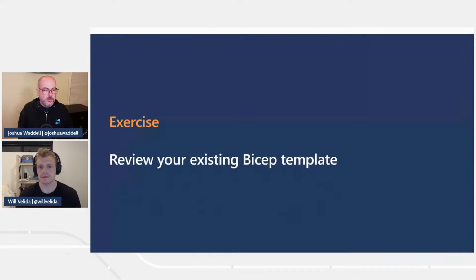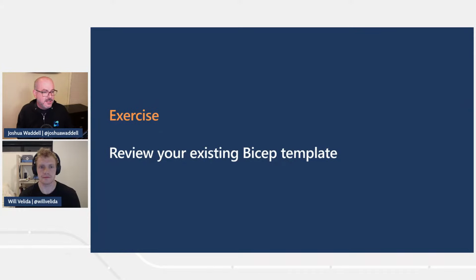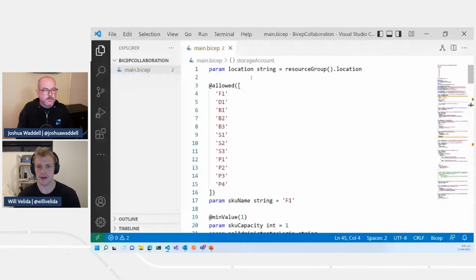The first exercise is really just a review of an existing template. We're going to look at something that already exists and try to identify a couple of things that we can modify. So Will, why don't you go ahead and pull up VS Code and show us what this template looks like? Cool, I've got my VS Code up and running. Is it ready to share, Monique? Looks like we're there. Awesome.